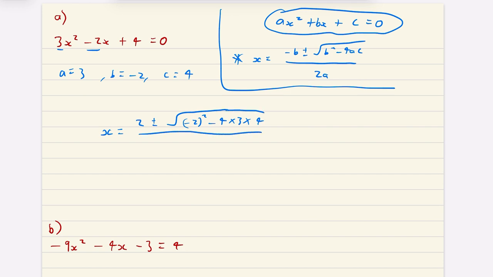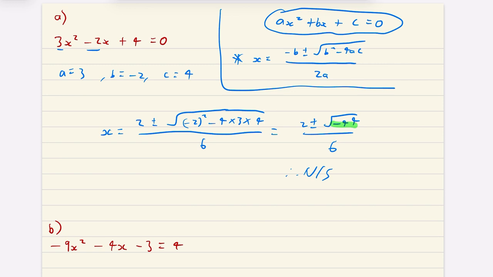So 2 times 3 is 6, right? Let me just work out what that discriminant is using my calculator. That is equal to actually a negative value. So we're going to get 2 plus or minus the square root of negative 44 over 6. So this actually has no solutions for x because our discriminant, which is this thing here, is negative.